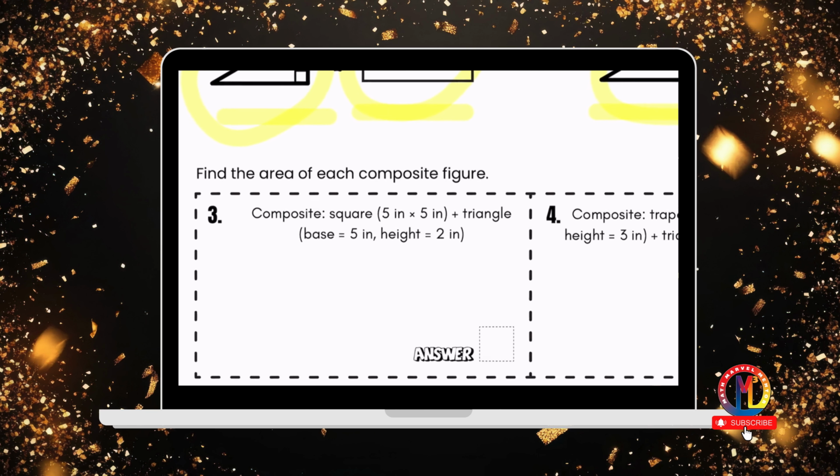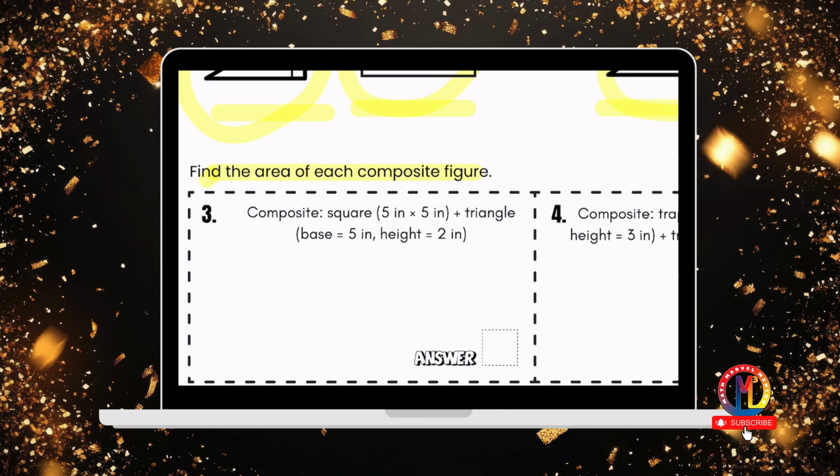So let's do number 3, find the area of each composite figure. So the 2 different shapes I'm looking at or combining is a square and a triangle, and I am going to use that information for my formulas. So a square is also a parallelogram, so I know my area is going to be base times height, and then my area for a triangle is going to be 1/2 times the base times the height, or base times height divided by 2. So I'm going to plug in these numbers, and I'll just do each at a time.